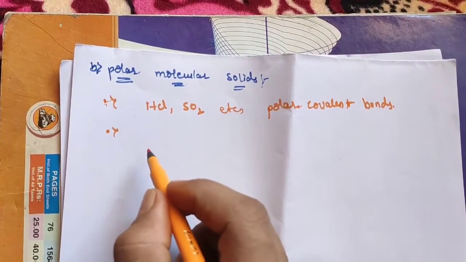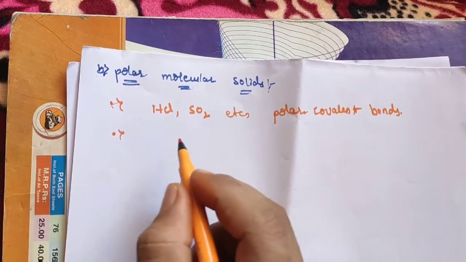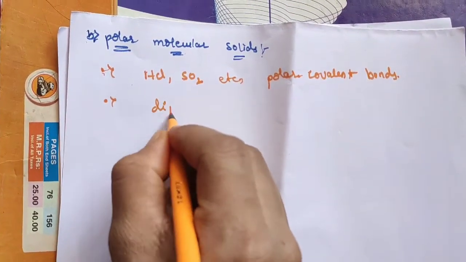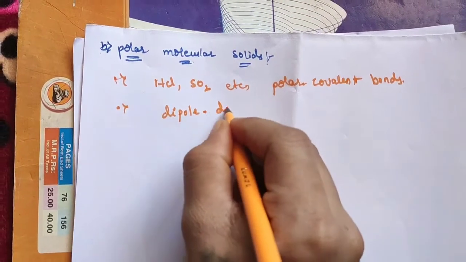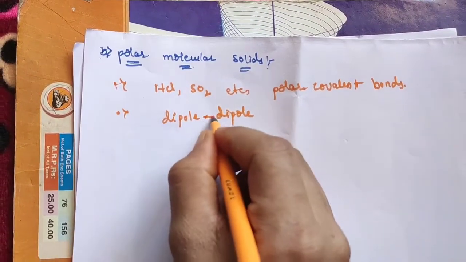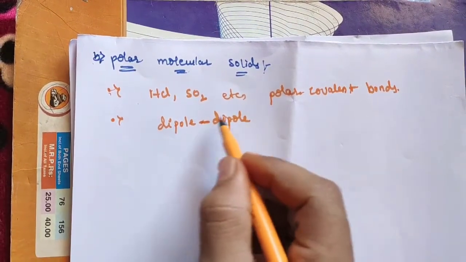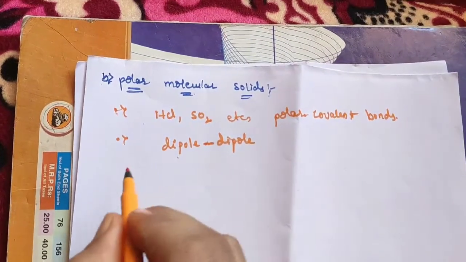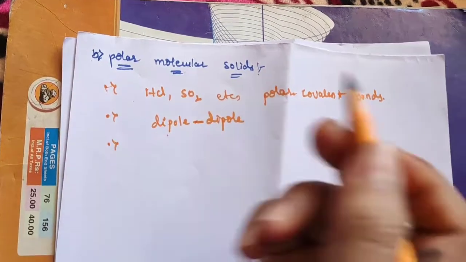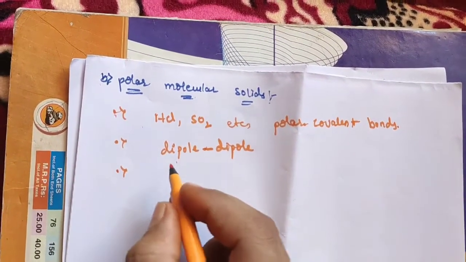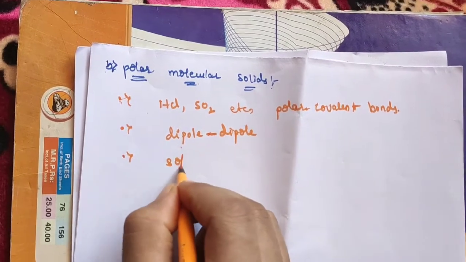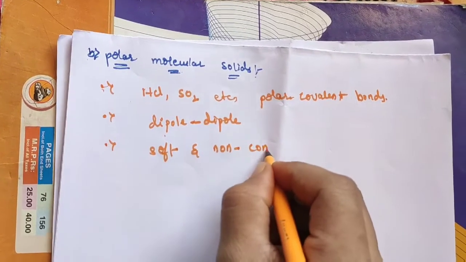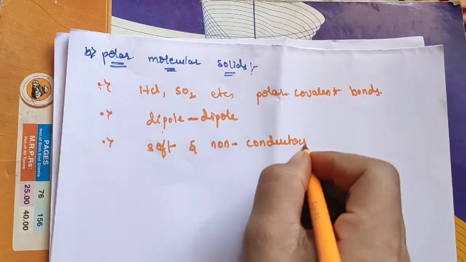The molecules in such solids are held together by relatively stronger dipole-dipole interactions. Dipole-dipole interactions involve charges, so these are somewhat stronger compared to nonpolar molecular solids. These solids are soft in nature and non-conductors of electricity.